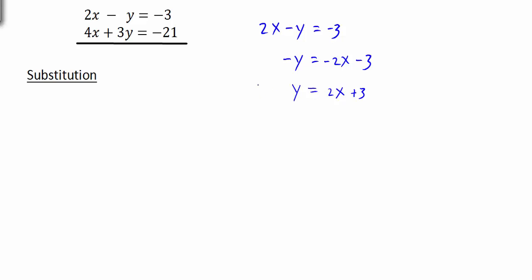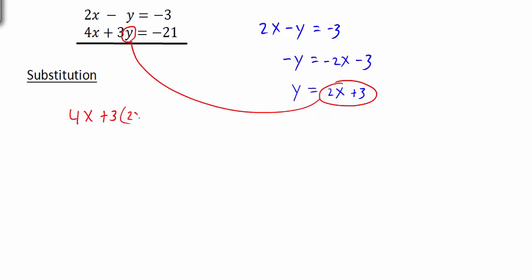Now that we've solved this equation for y, we can take the 2x plus 3, because this is equal to y, and substitute that into the other equation. So we're going to substitute that in place of this y. Therefore, we would end up with 4x plus 3 times y, but we know y is equal to 2x plus 3. So we're going to plug in 2x plus 3 equals the negative 21. Now we simply have one variable.